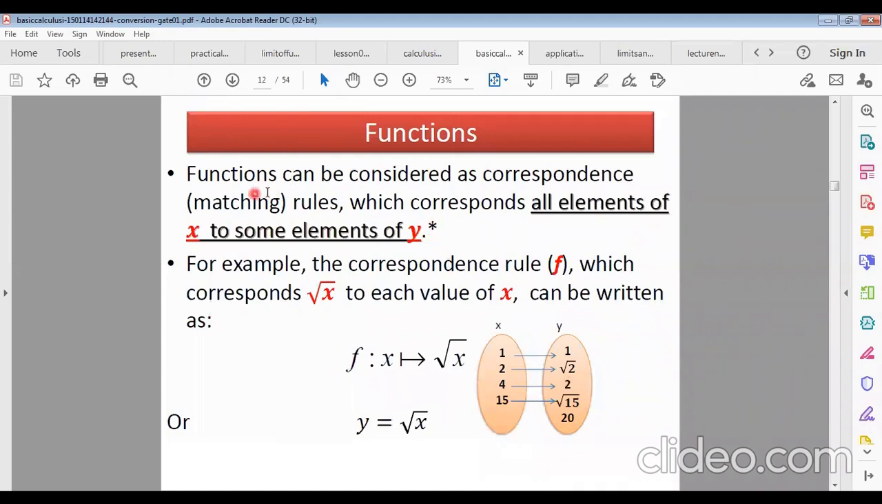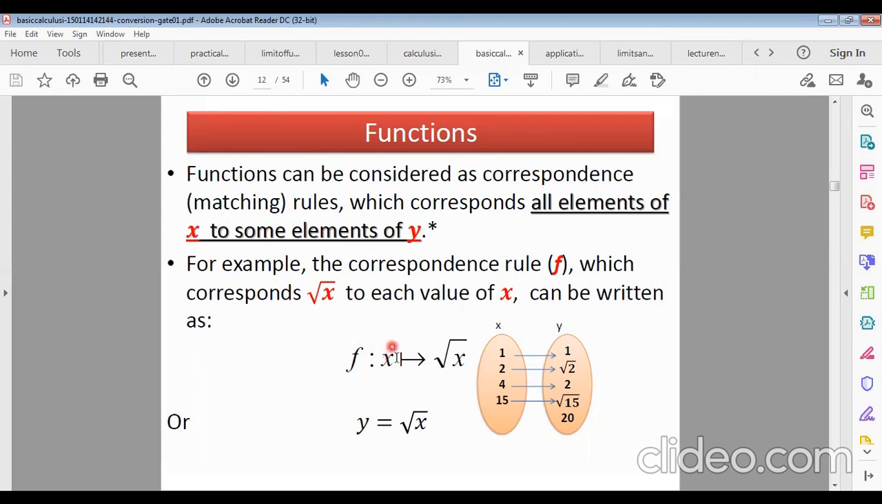Now functions can be considered as correspondence and matching rules which correspond all elements of x to some elements of y. For example, the correspondence rule for a function which corresponds square root of x to each value of x can be written like this. Function f is a function x to root x. That means y equals root x. This notation can be written as y equals root x.